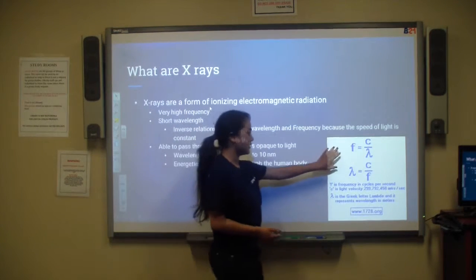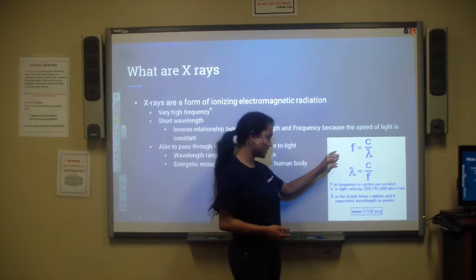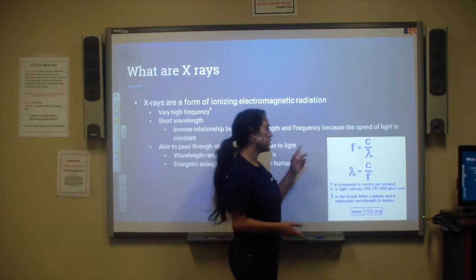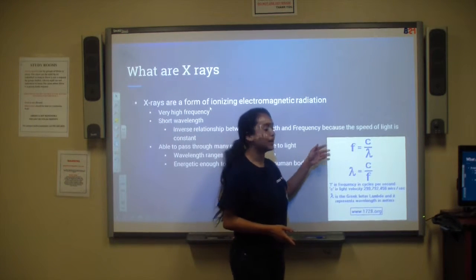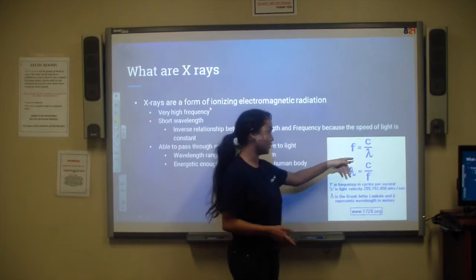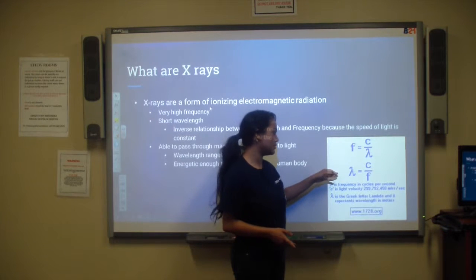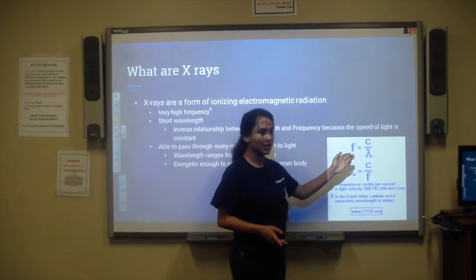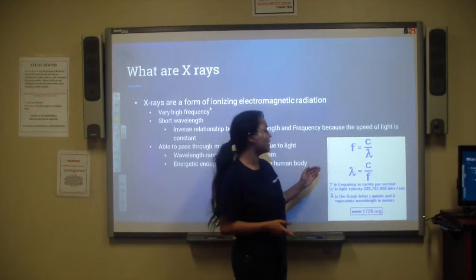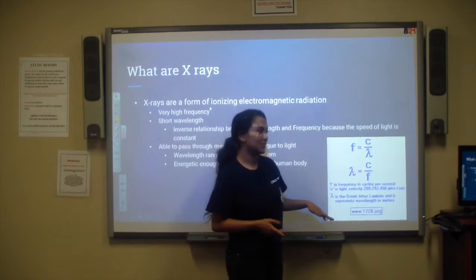Here we can see the equation for the relationship between frequency and wavelength. Frequency is equal to the speed of light over wavelength, which is represented by lambda. So this equation is also rearranged down here where lambda, or wavelength, is equal to the speed of light, which is equal to 3 times 10 to the 8, over the frequency.